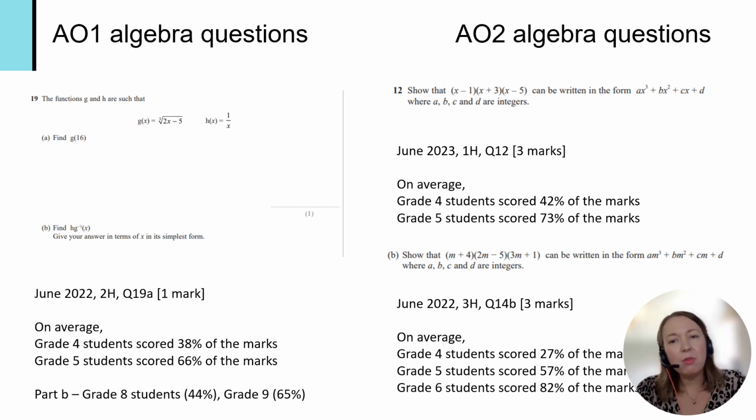On the right hand side, we've got our AO2 algebra questions. These are generally the show that. So the students are having to present something in a given form. The one underneath there, part B, is a lot more complicated for our students, possibly because of the 2M and the 3M throwing a bit of added complication into the mix.